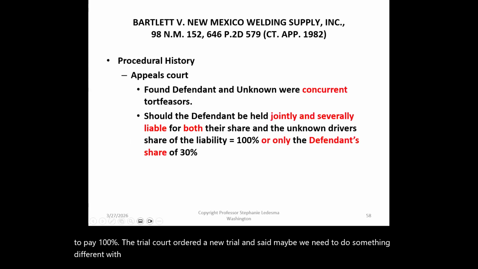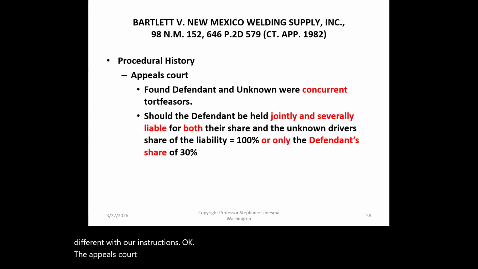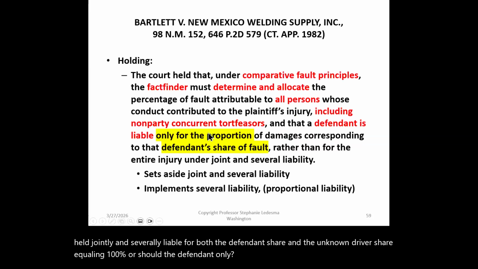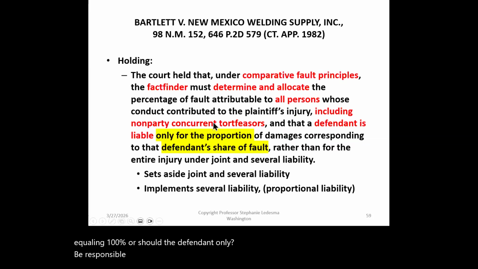Okay. The appeals court said, well, hold on. The defendant and the unknown driver are concurrent tortfeasors. So should the defendant be held jointly and severally liable for both the defendant's share and the unknown driver's share equaling 100%? Or should the defendant only be responsible for their 30% share?